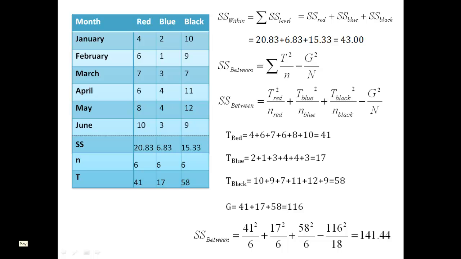And you can see here that all we're doing is taking our T's and our G's and our n's and putting them into this formula. And we come out with 141.44. So now we've calculated our sum of squares within and our sum of squares between. And I will tell you that we are over the biggest hump of calculations now. So already, we haven't taken that much time, and we've already gotten through the biggest hump of calculations, so you should feel very good about where you're at right now.